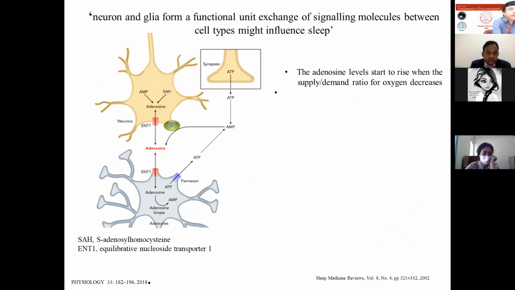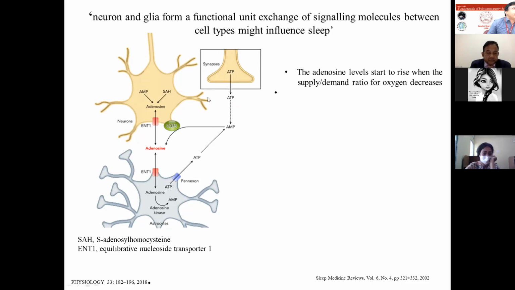The concentration of adenosine that accumulates is proportionate to the demand for oxygen. When the supply and demand ratio for oxygen goes on decreasing, the adenosine level starts increasing. It means that whenever the neuronal activity, or the interaction between neuron and glia, is more than the optimal, because of the metabolic activity, adenosine goes on accumulating.